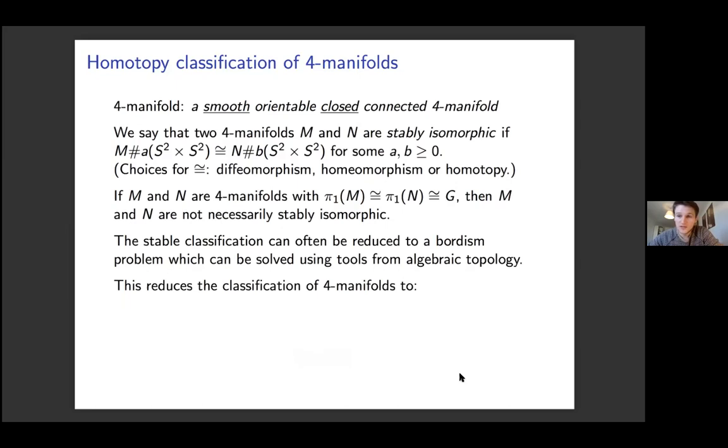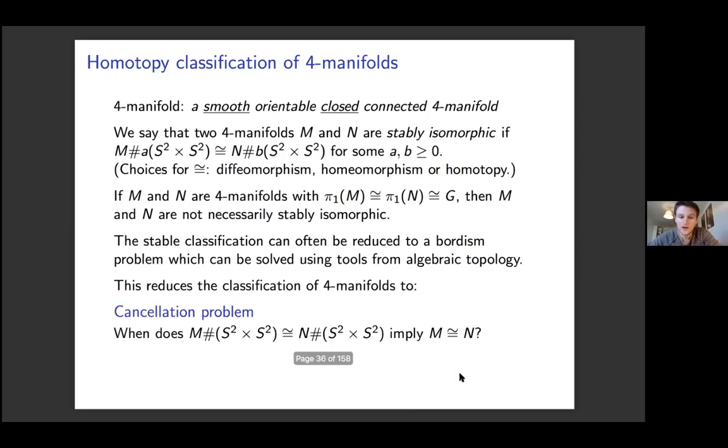Okay, so given this, and given that we have situations where there's a stable classification, in these cases at least, this reduces the classification of four manifolds to the following problem, which is another cancellation problem. If two four manifolds are isomorphic after a connect sum with S2 times S2, does that imply that the four manifolds were actually isomorphic to begin with?